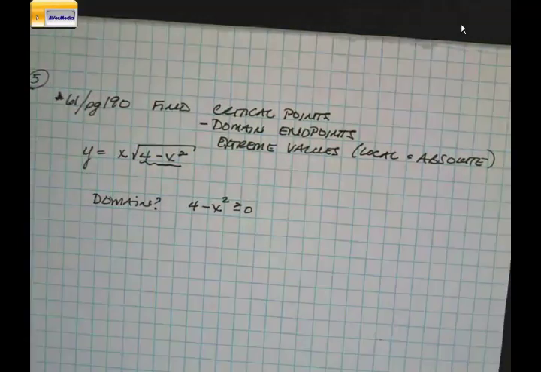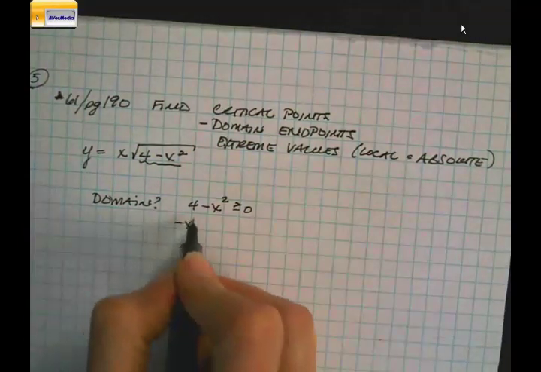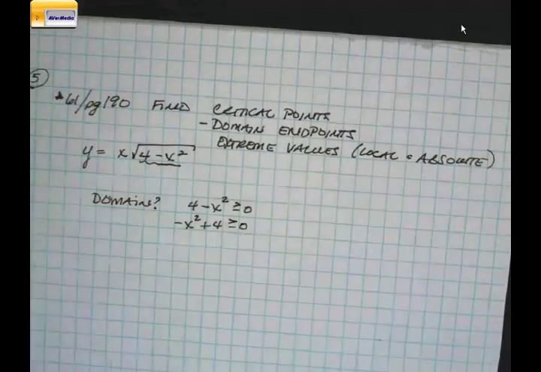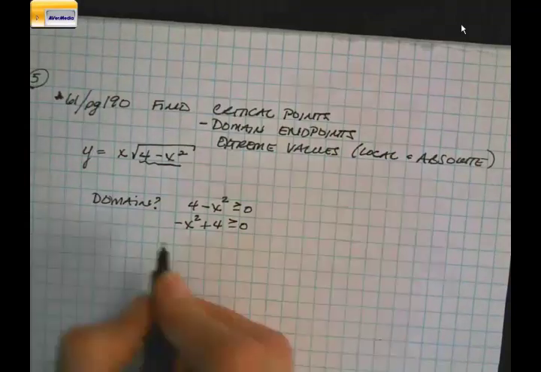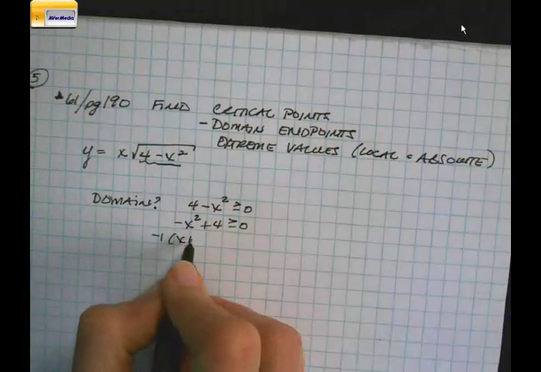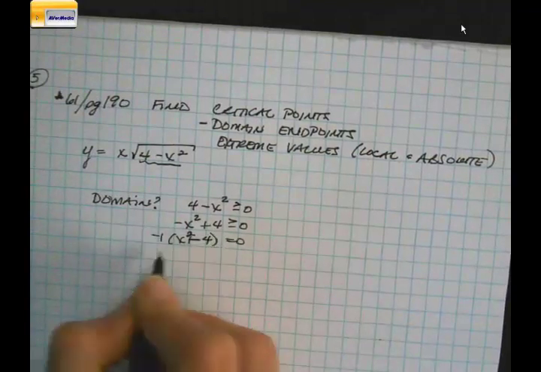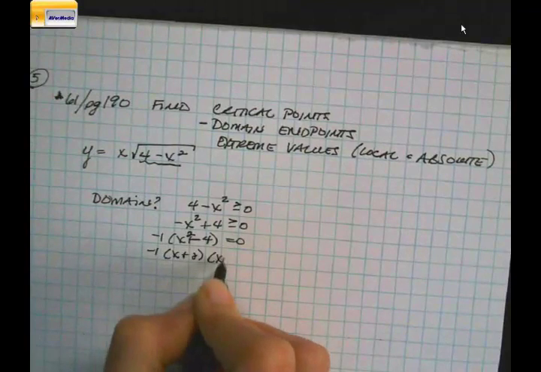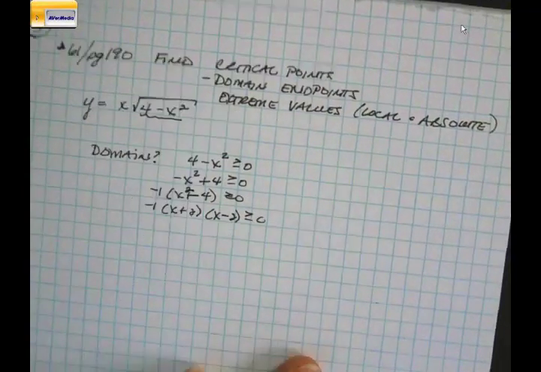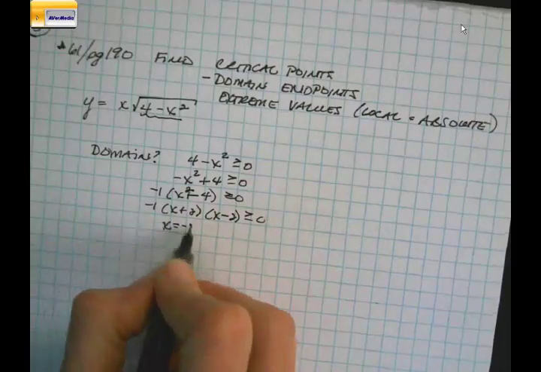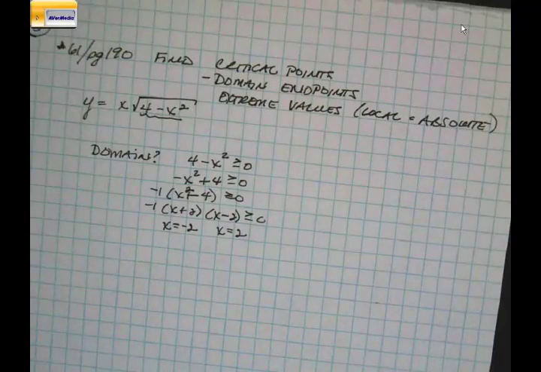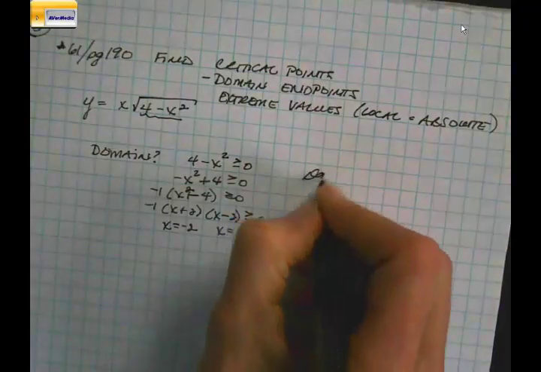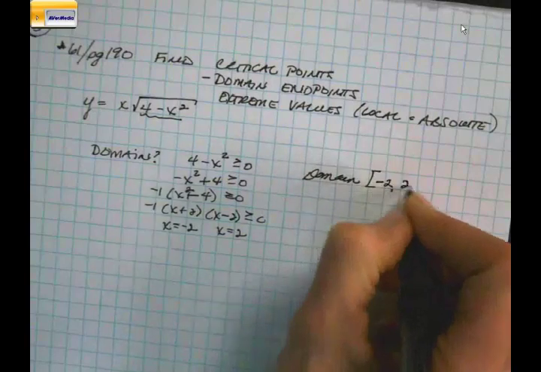Positive or 0. So what does this mean? Well, this is negative x squared plus 4 greater than or equal to 0, which is negative 1 times x squared minus 4, which is negative 1 times x plus 2 times x minus 2. So we're playing with a negative 2 and a positive 2. So the domain on this function, without having to go through an entire sign graph, is running from negative 2 to positive 2.